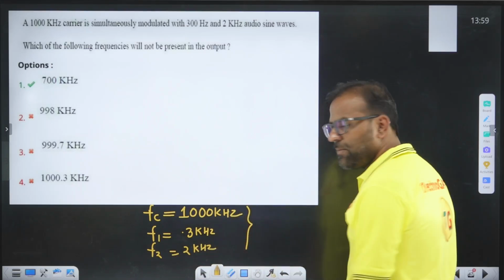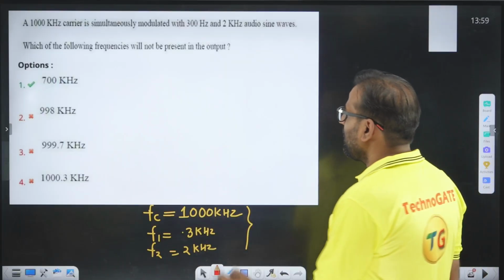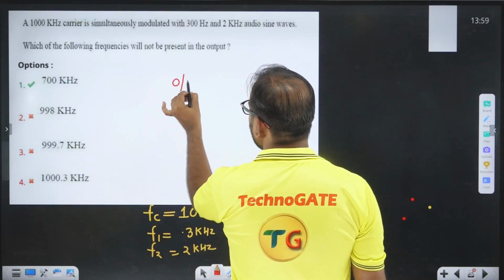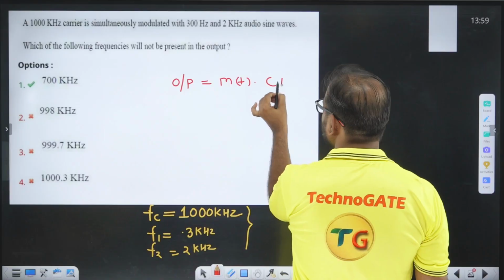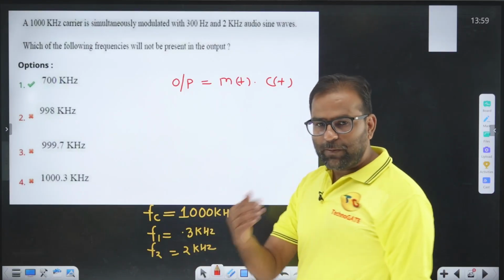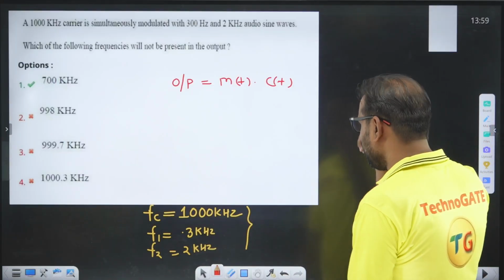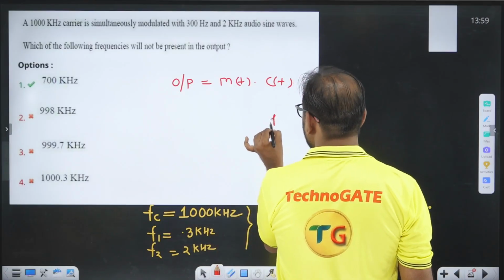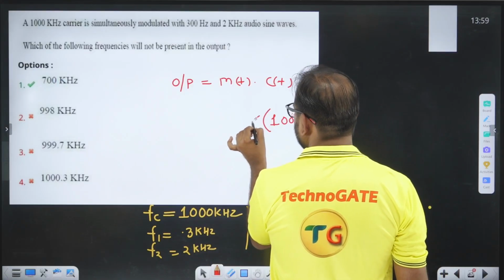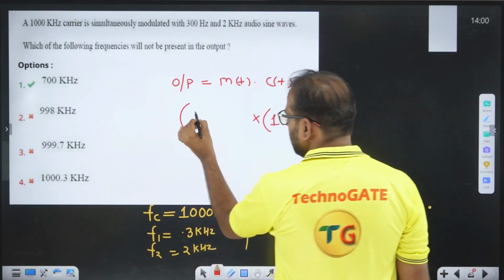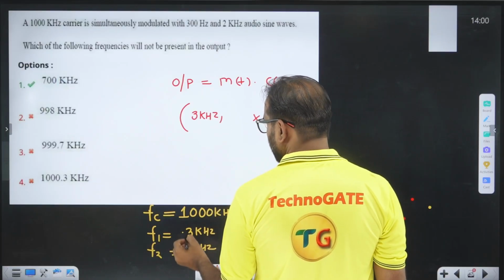What do you understand by modulation? What is the easiest definition of modulation that you should apply here? The output of a modulator is always the multiplication of the baseband signal m(t) with the carrier signal. And when you multiply two sinusoidal signals, you add the frequencies and you subtract the frequencies. So here the frequency is 100 kilohertz, and you are multiplying it by two frequency components, 0.3 kilohertz and 2 kilohertz.